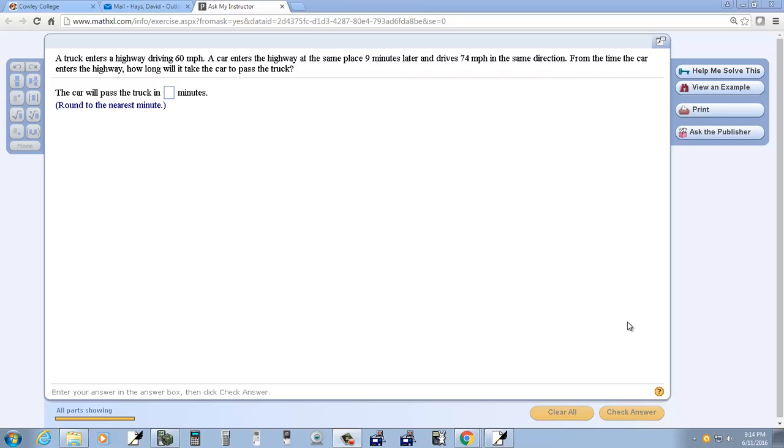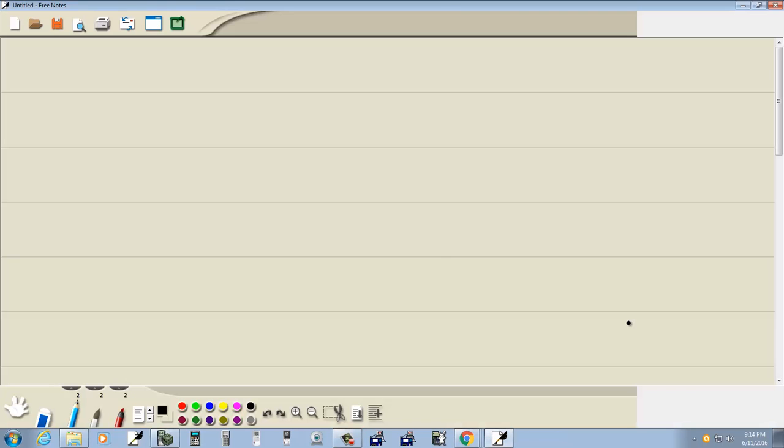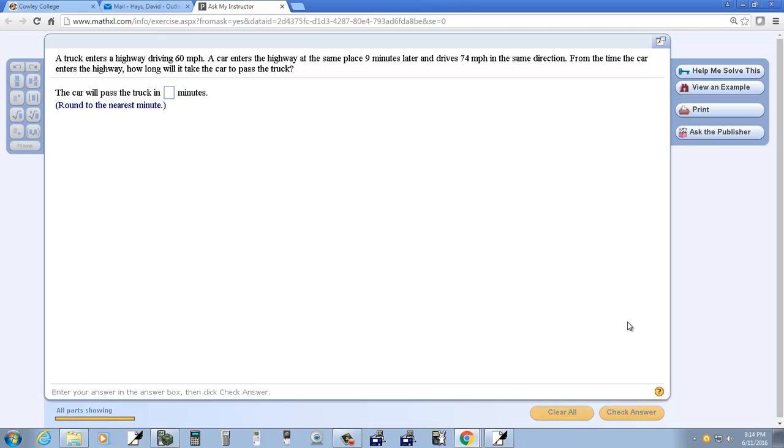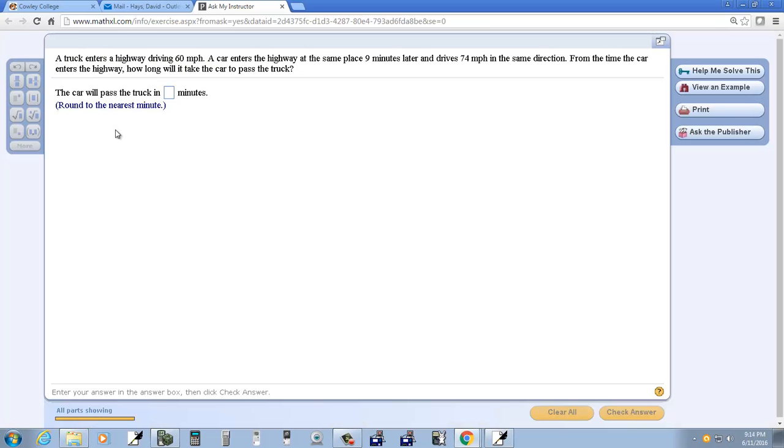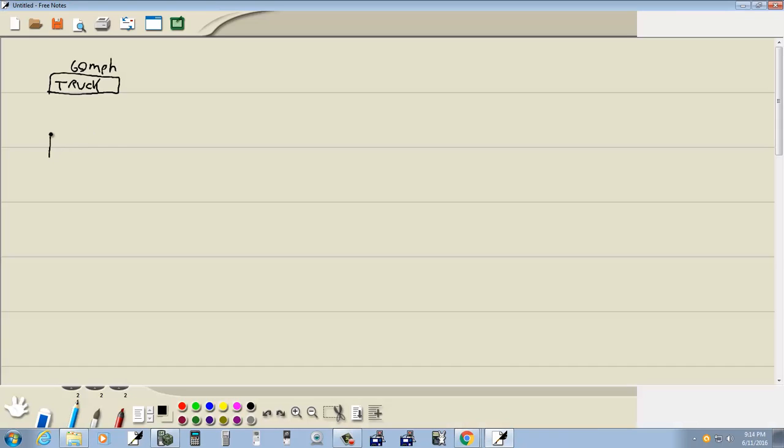Okay, let's take a look at this problem. The truck enters a highway driving 60 miles per hour. So we've got our truck and it's going 60 miles per hour. Car enters a highway at the same place 9 minutes later. So here's our car.